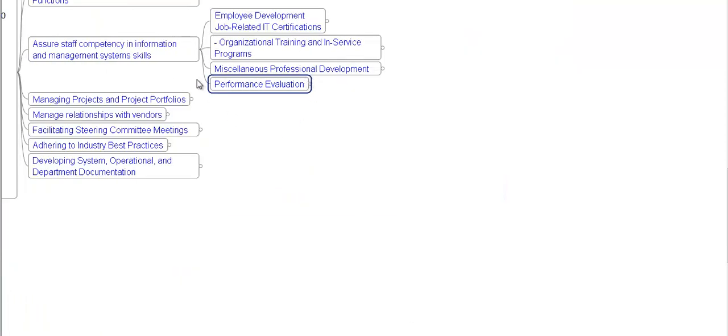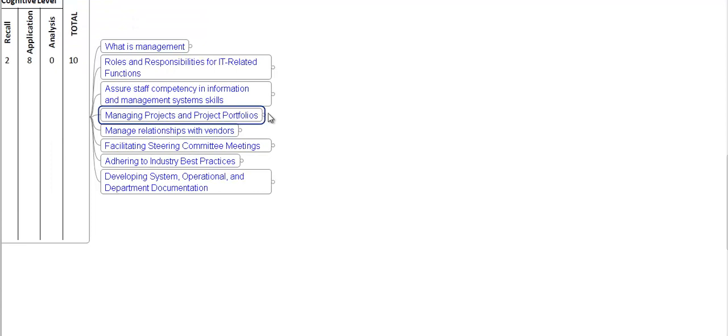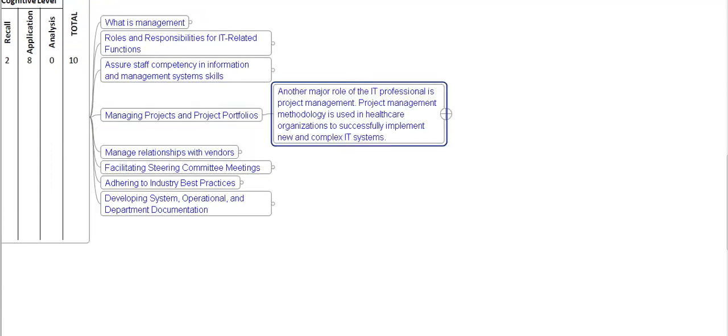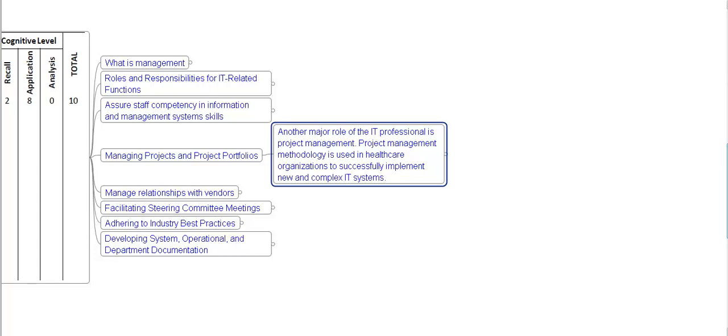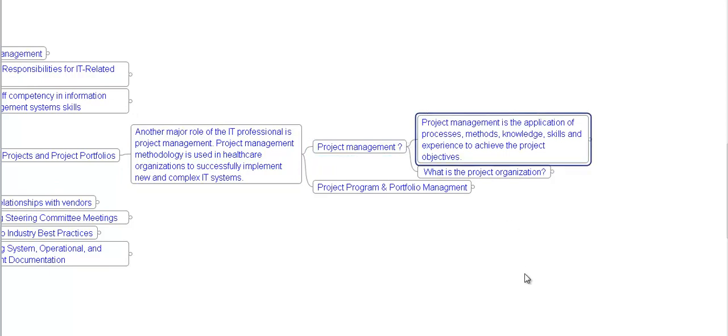Now we'll move to the next topic: managing projects and project portfolio. Another major role of an IT professional is project management. Project management methodology is used in healthcare organizations to successfully implement new and complex IT systems. Project management is the application of process, method, knowledge, skills, and experience to achieve the project objective.